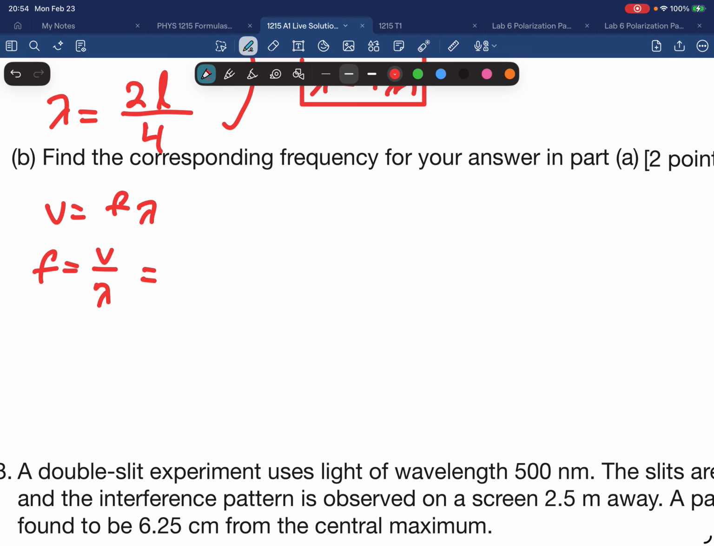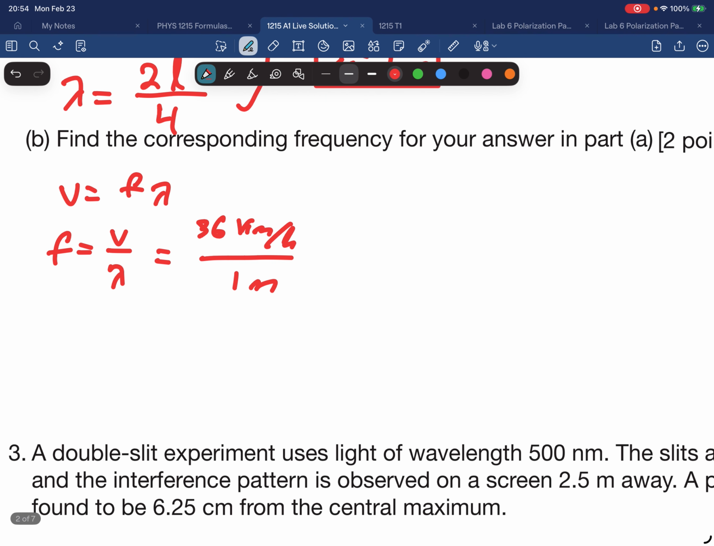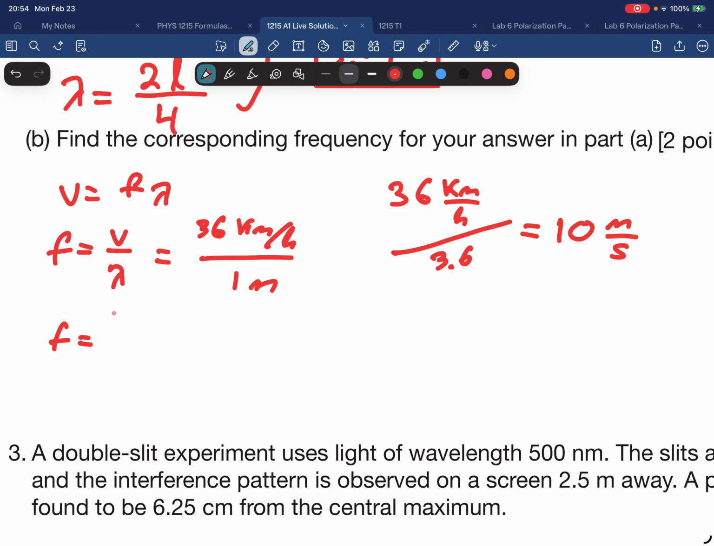Going ahead and plugging in. I have 36 kilometers per hour over 1 meter. Now, the units here, I need to change them a bit. I'm going to choose to convert kilometers per hour to meters per second. So, 36 kilometers per hour divided by 3.6 equals 10 meters per second. So that is going to be what I put back over here.